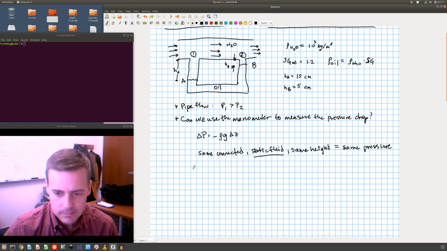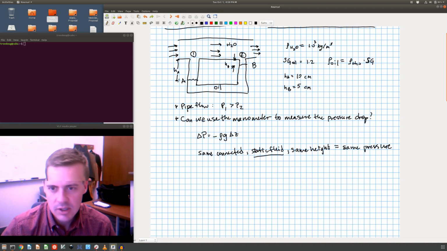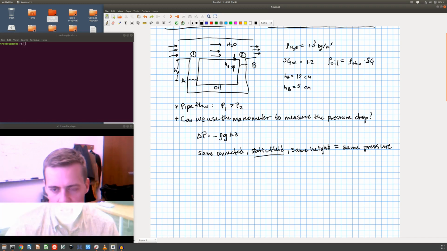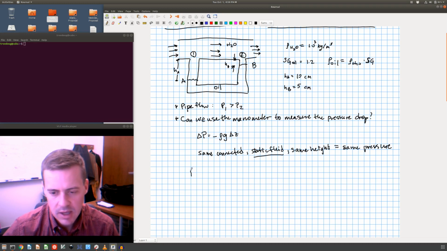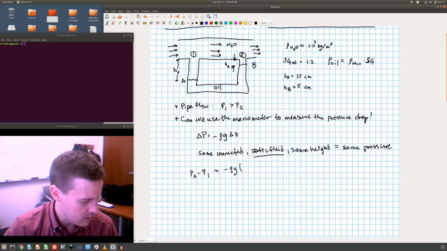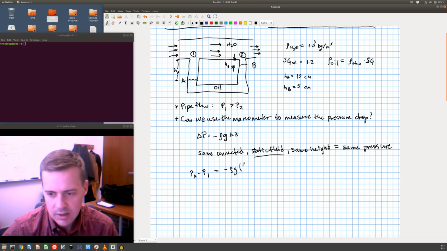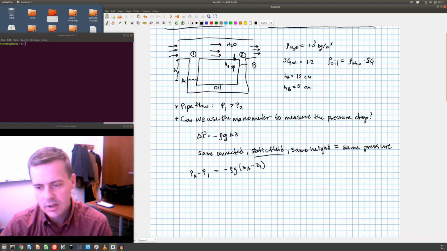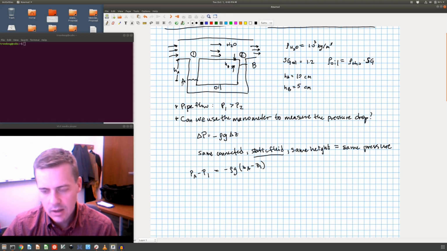Okay, so I'm going to write down a series of equations to do this. I'm going to pick these 2 points here, PA and P1. So I'm going to say that PA minus P1 is equal to minus rho G, and then ZA minus Z1. I need to make sure I get the sign right: ZA is below Z1.